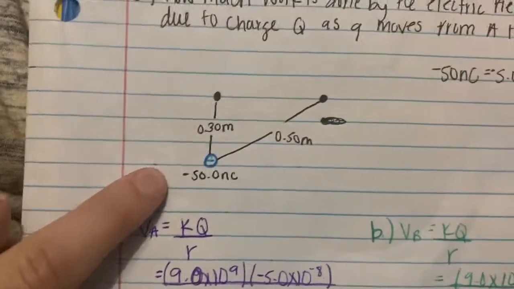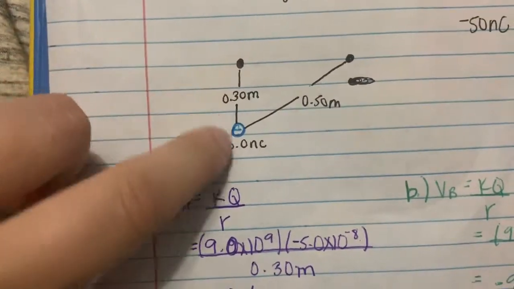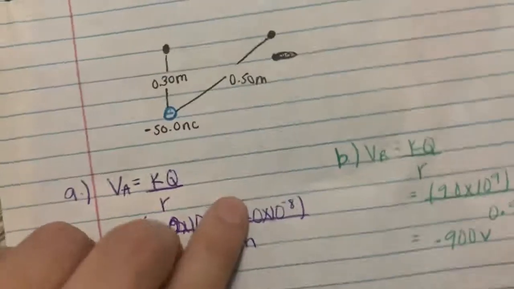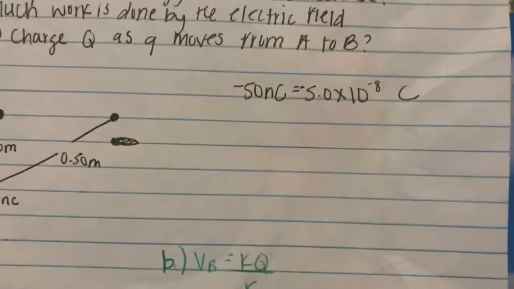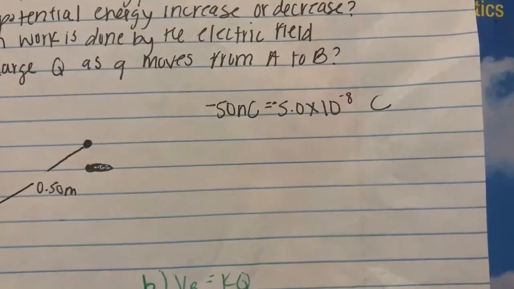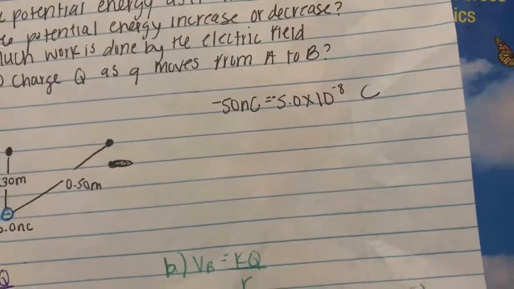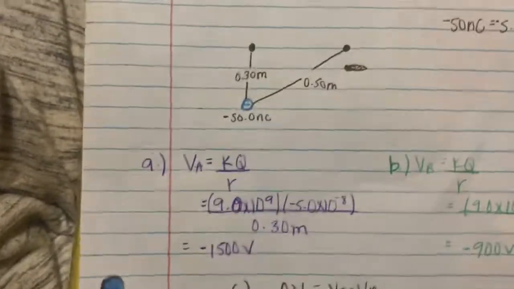First thing I did was I drew the diagram. And this is going to be our charge, negative 50 nanocoulombs. And this is point A. So from our charge to A is 0.30 meters, and from our charge to B is 0.50 meters. And over here, I just went ahead and changed the nanocoulombs to regular coulombs, so it would be negative 5.0 times 10 to the negative 8 coulombs. I didn't have to change the meters because it was already in meters.